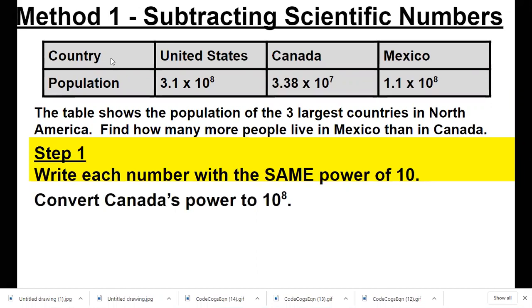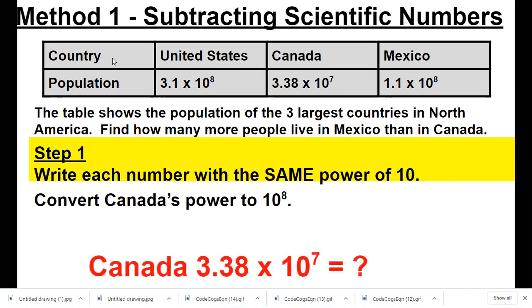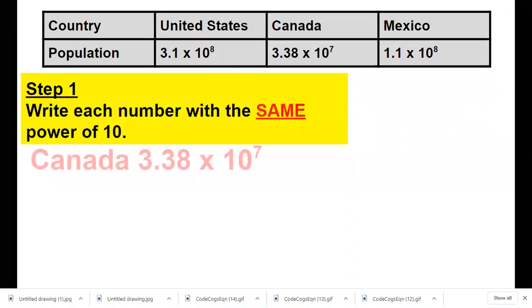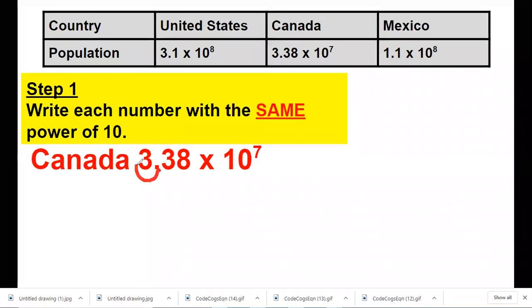Convert Canada's power to 10 to the 8th. We're moving it up. We're increasing it. So how do we do that? Remember from the previous slides, how do we do that? Write each number with the same power of 10. We're going to move the decimal one place to the left because we're increasing it by 1 power. When you increase, you move to the left.